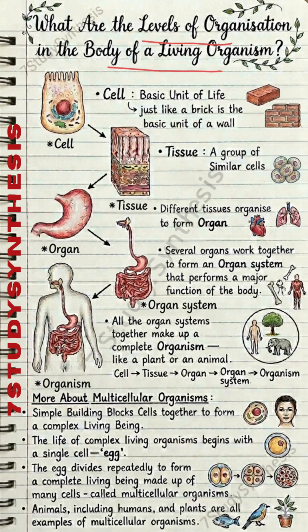We have to understand the hierarchy of the levels of organization, right? The first, the basic structural unit of life is called a cell. Just like bricks make up a wall, in the same way each and every living organism is made up of cells. These cells are the basic units. These cells are the structural and functional units of all living organisms.